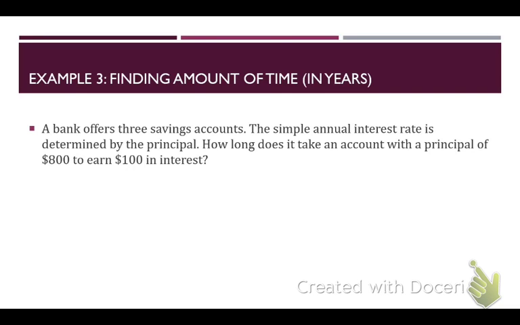So it offers 3 savings accounts. The simple annual interest rate is determined by the principal amount that you're investing. All right, if I want to invest $800 and I earn $100 in interest, what would be my rate according to those blocks if I invest $800? Yes, it would be 2% because that's the 500 to 5,000 range. That's exactly right.